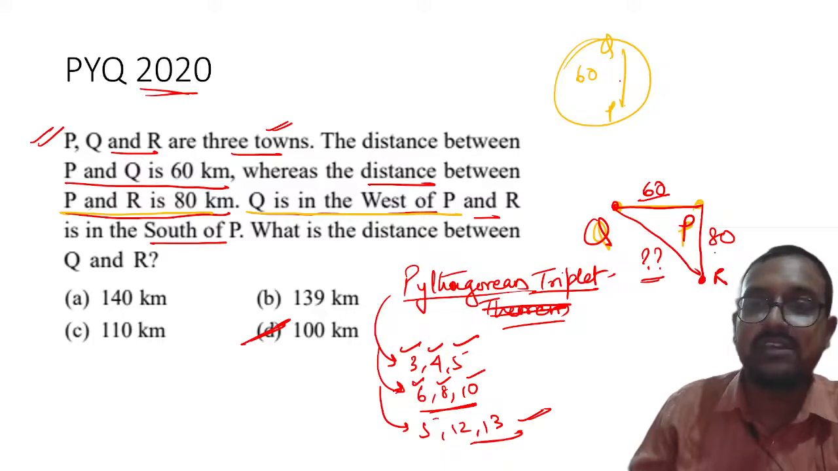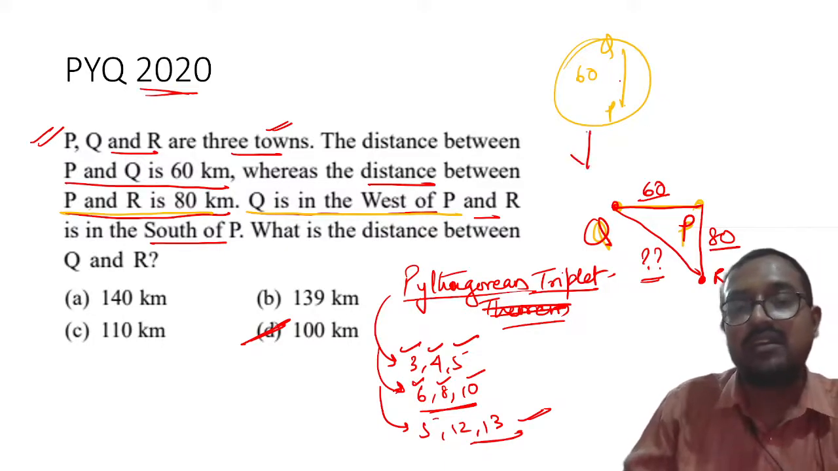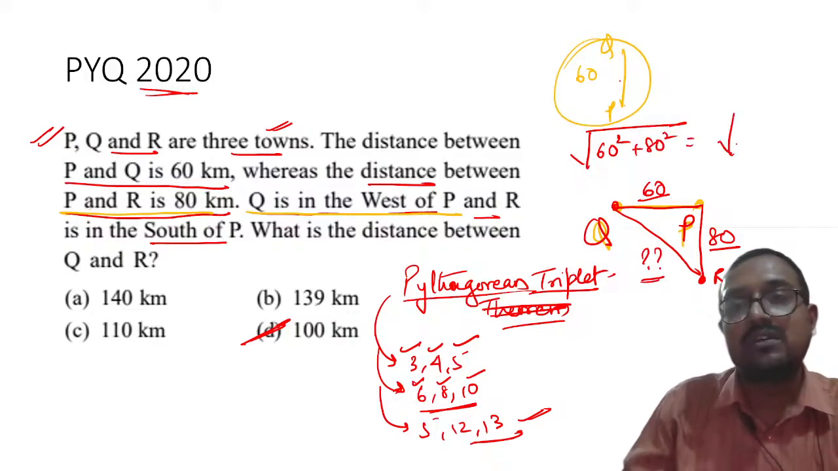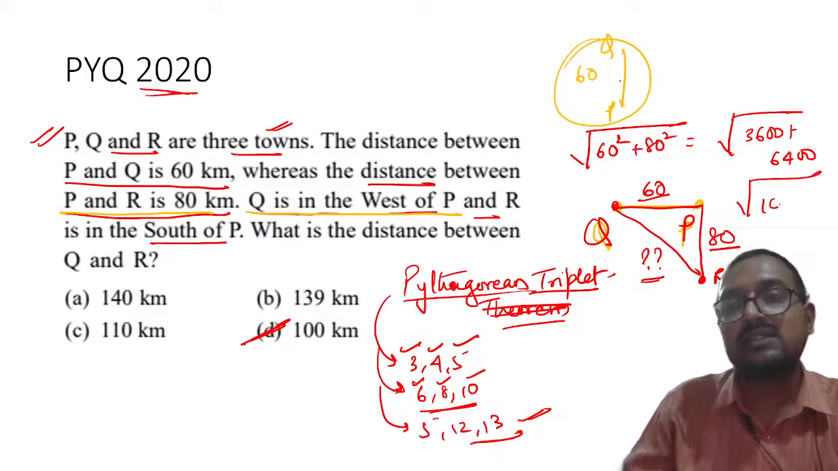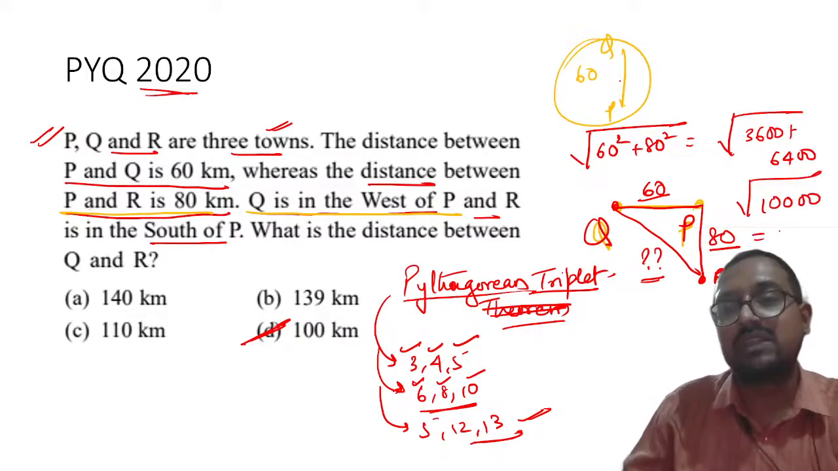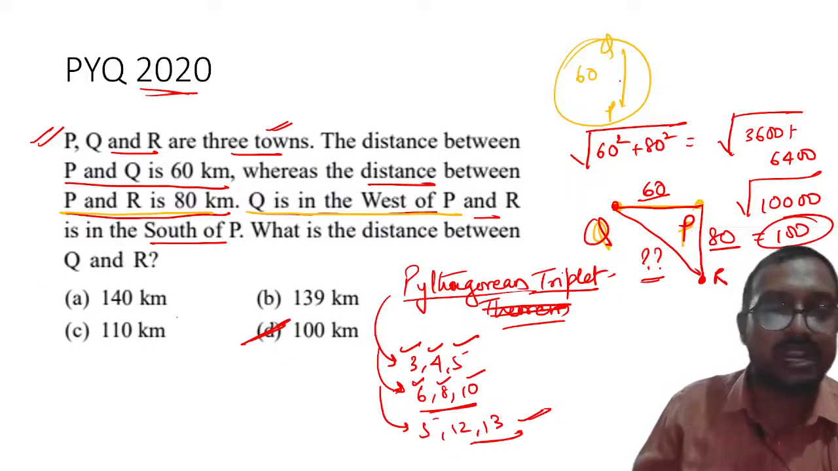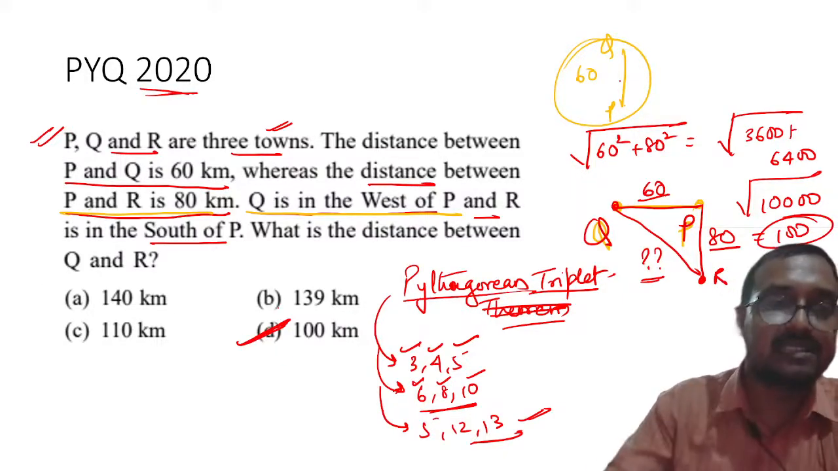So in the same way, under root 60 square plus 80 square will be equal to 3600 plus 6400, and that will give us 10000. So that will be equal to 100, and that is why D is the correct answer. Thank you to both of you.